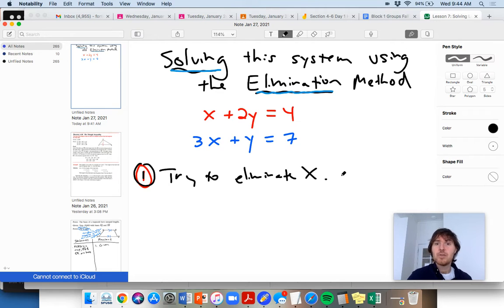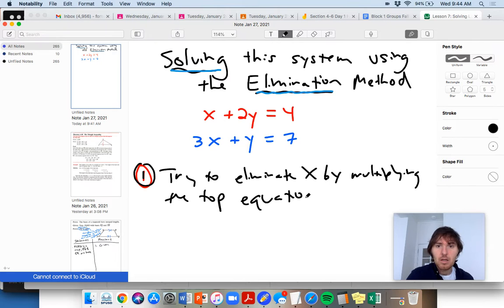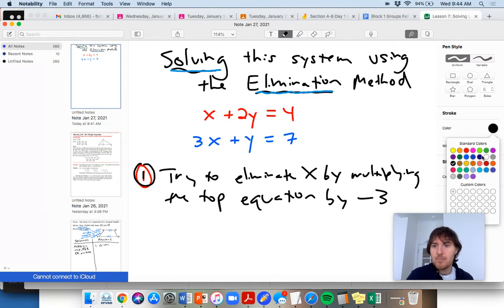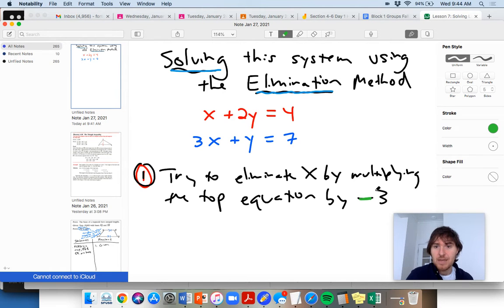Okay, and how am I going to do that? What I want to do is multiply the top equation by negative 3. I might put that in green so you can see it a little more clearly, by negative 3.